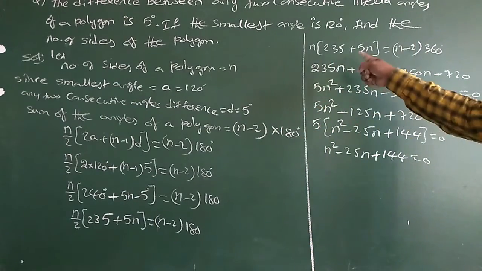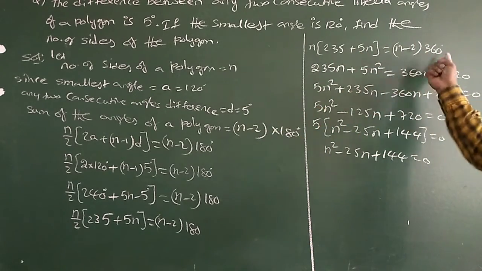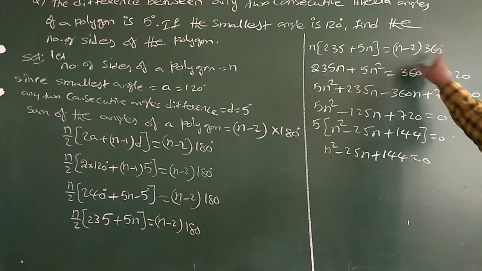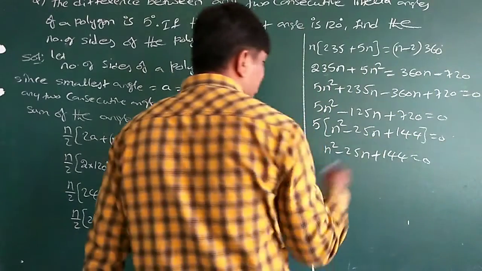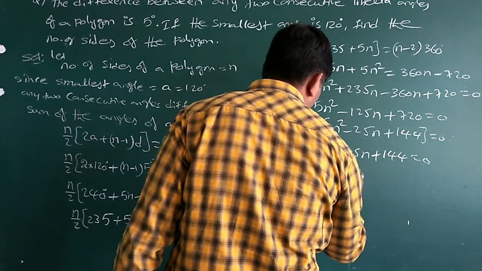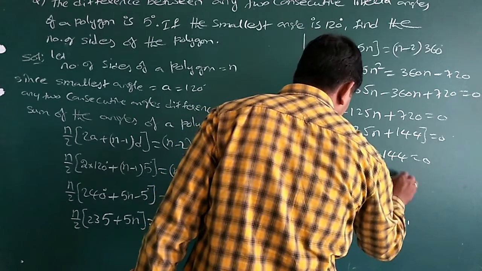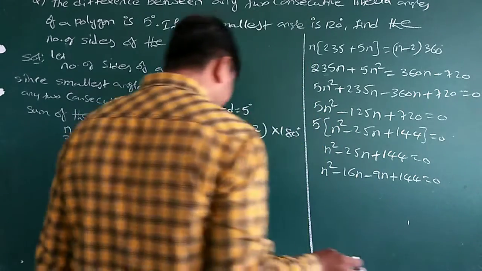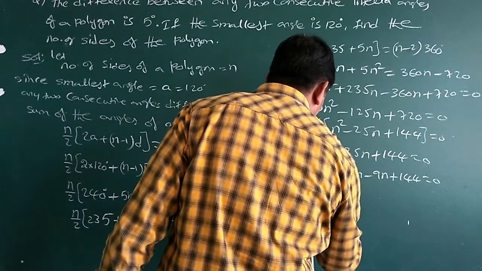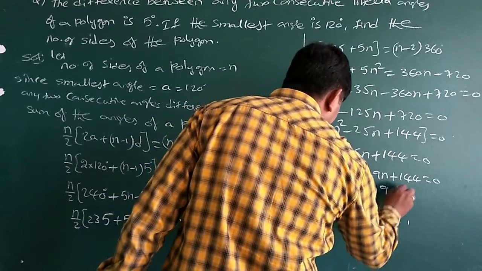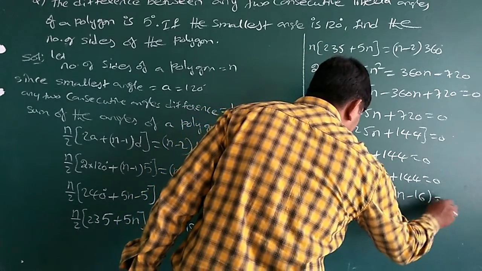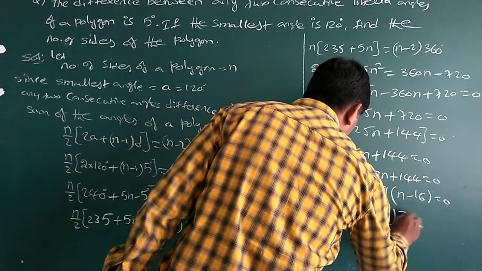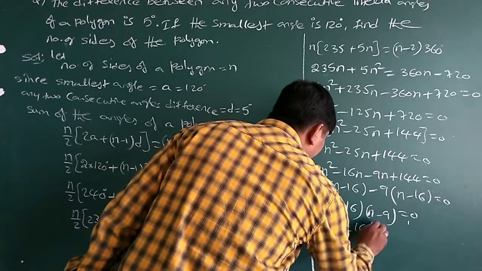Now n into 235 plus 5n is equal to n minus 2 into 2, sending this side, 180 into 2, 360. Now 235n plus 5n square is 360n minus 720. Transposing this quadratic equation, we get n square minus 16n minus 9n plus 144 is equal to 0. Now take n common: n minus 16, and minus 9 common, n minus 16. So n minus 16 into n minus 9 is equal to 0. Either n is equal to 16 or 9.